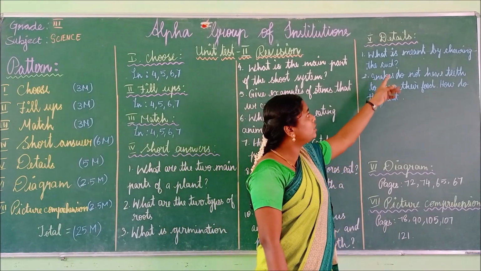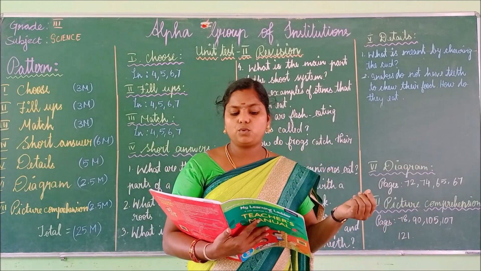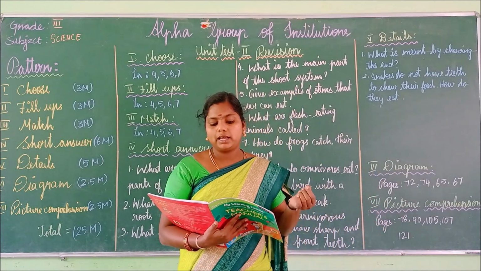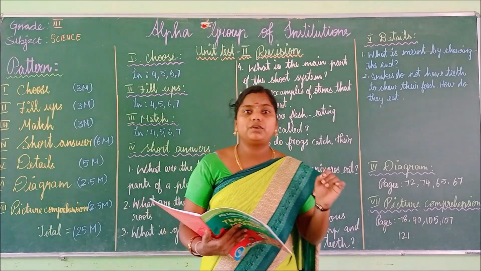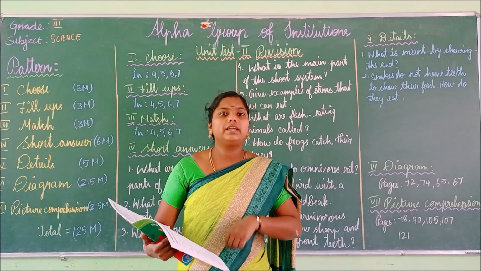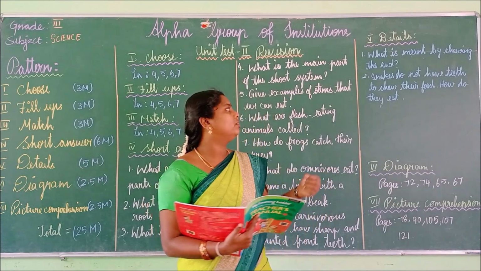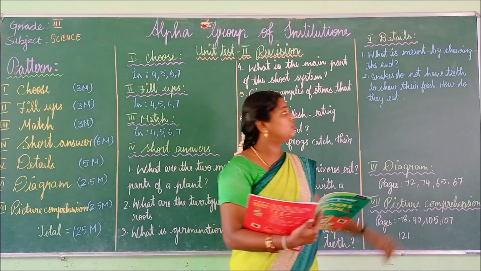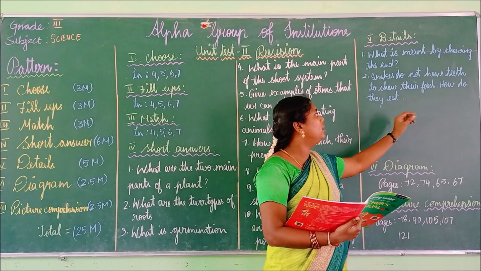So the first one, what is meant by chewing the cud? Some herbivores such as sheep, cow and deer bring back the food that has already reached their stomach and chew it again. So some examples of animals are cow, sheep and deer. The food went into their stomach, they will take it again to their mouth and they will chew it. This process is called chewing of cud. Is it clear, children?